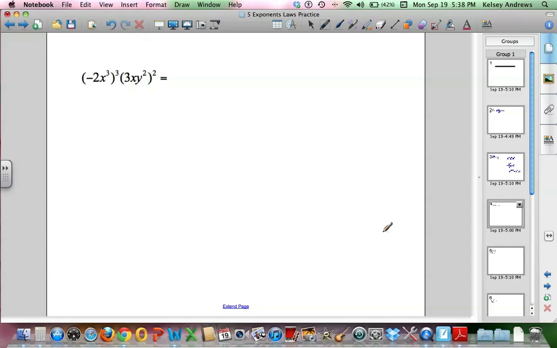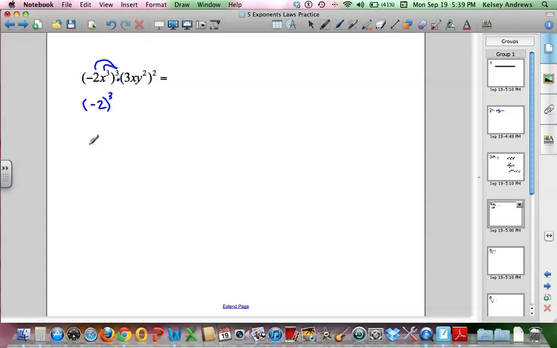Okay, and the next one, so we have a big multiplication problem here with lots of brackets. So we'll write our multiplication there in between the two sets of brackets. Now in the first one we have a 3 outside of the brackets. So we need to share that with everything that's inside of the brackets, including the coefficient. So that means negative 2 to the 3rd power. It doesn't mean negative 2 times 3. Remember, that's a common mistake.